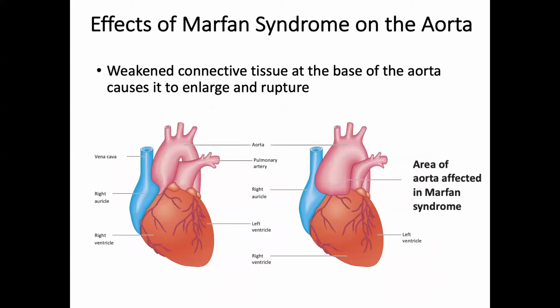How does Marfan syndrome affect the aorta? This picture shows a heart and its major blood vessels. Oxygen-rich blood is pumped from the lung to the left side of the heart. From there, blood is pumped through the aorta to all parts of our body. In Marfan syndrome, FBN1 mutations cause defective connective tissue and cause the base of the aorta to enlarge, and potentially it can rupture, leading to death.